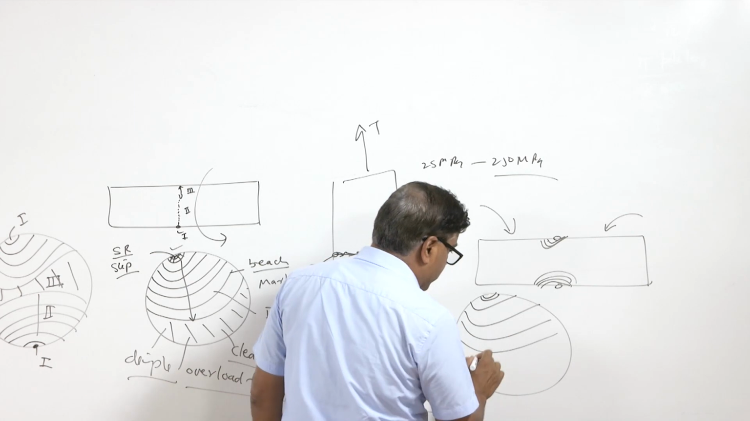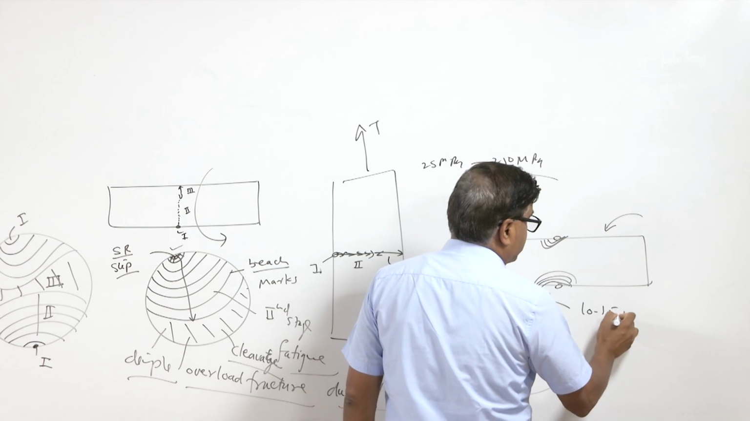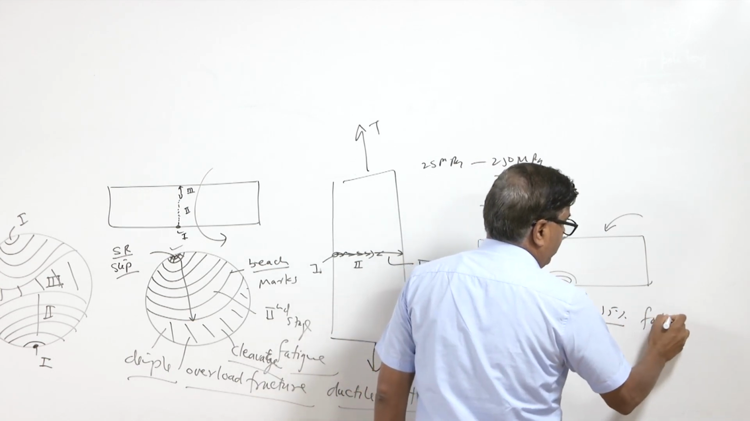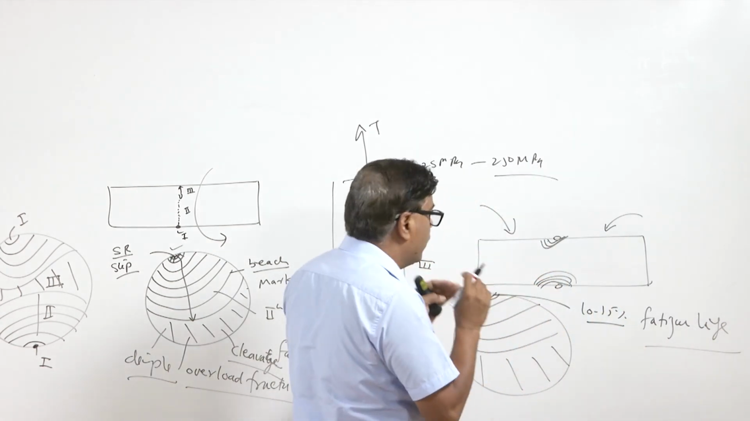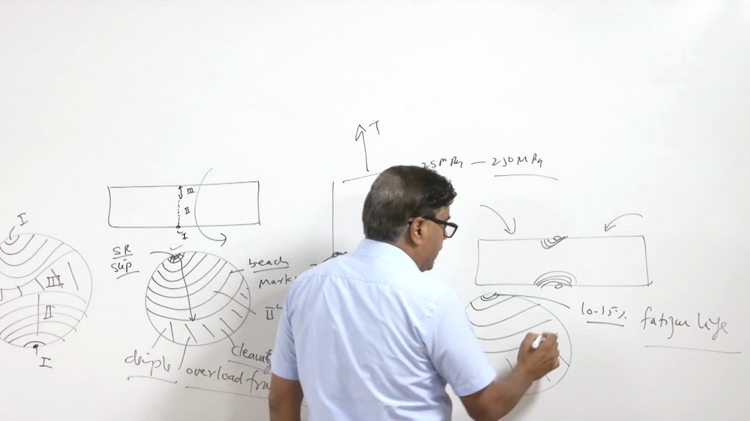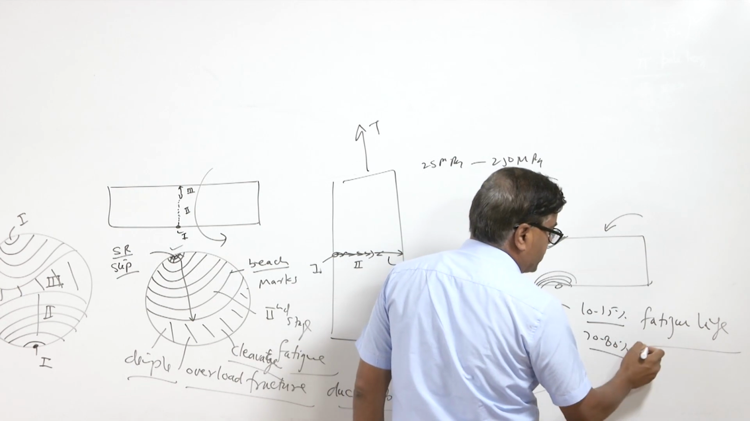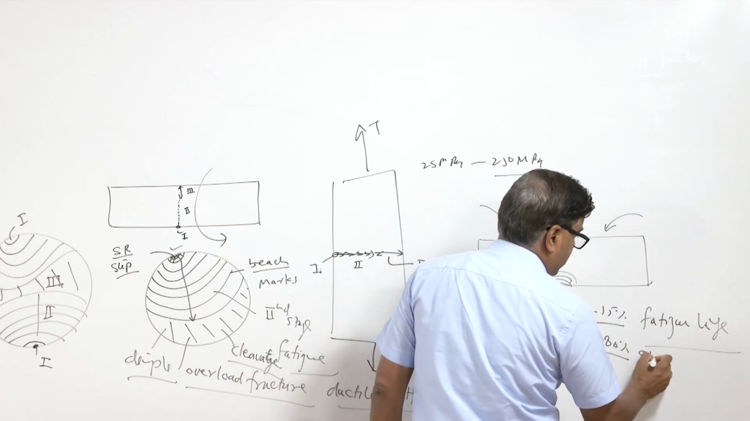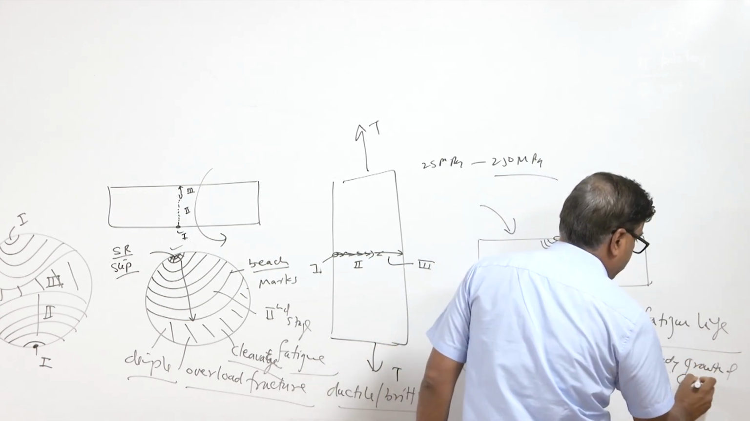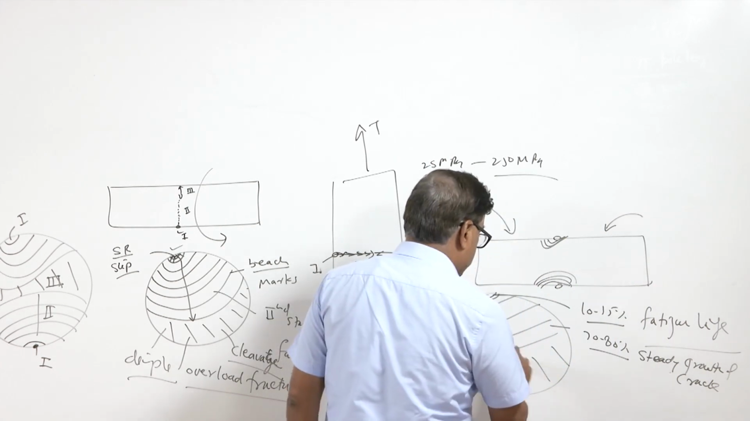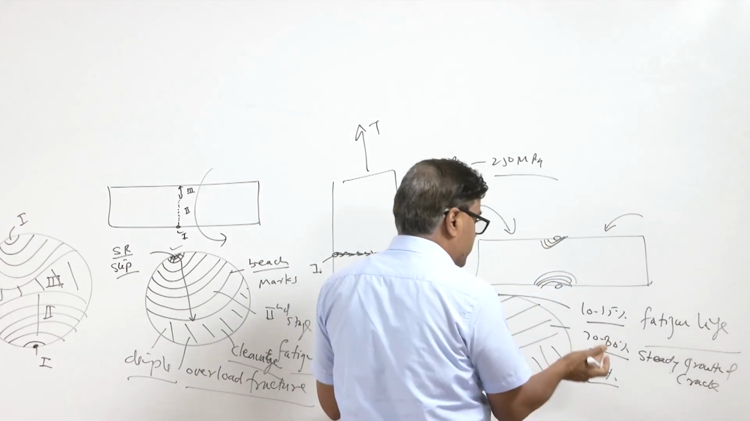So, we need to understand this aspect from another perspective, like 10 to 15% of the fatigue life goes in creation or nucleation of the crack, and the remaining, like say 70 to 80% of the fatigue life, goes in the steady growth of crack, and the third stage is the overload fracture, which takes very limited time, like 5% or so of the fatigue life, or sometimes it is very quick.